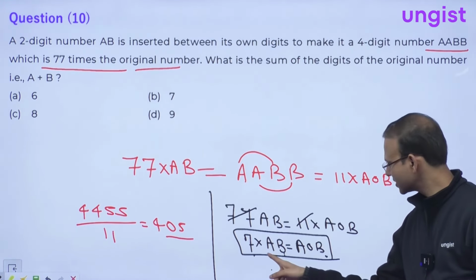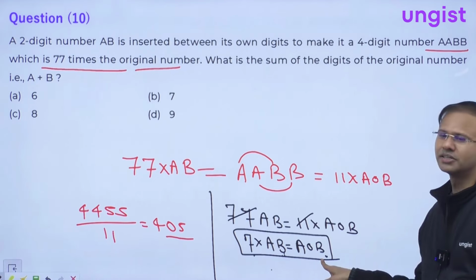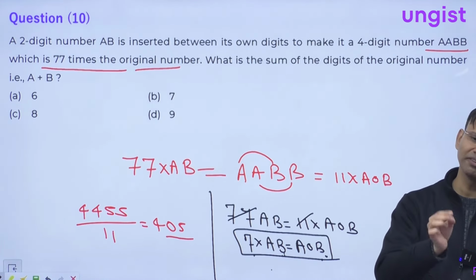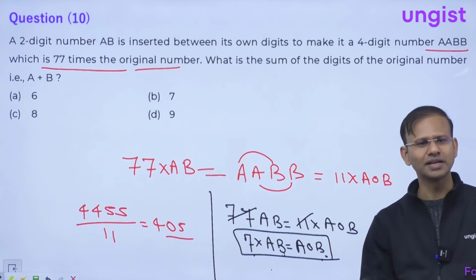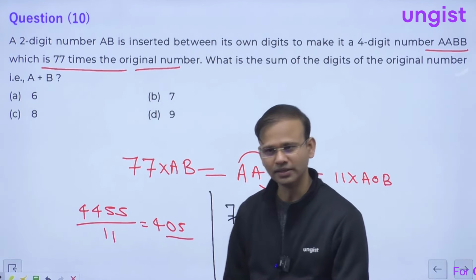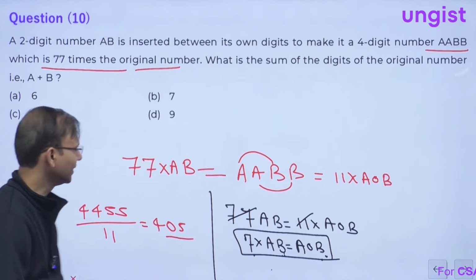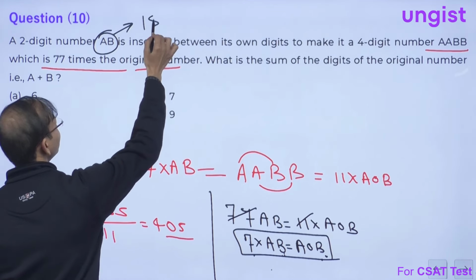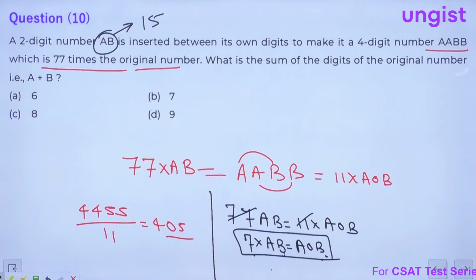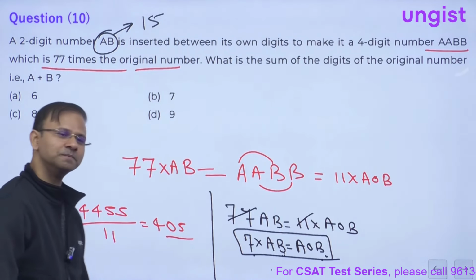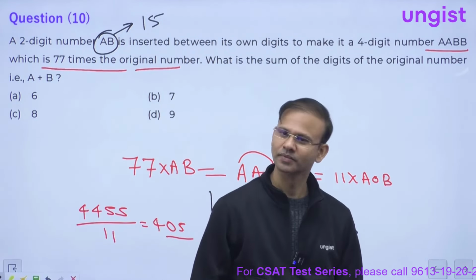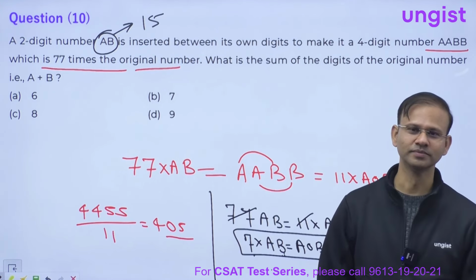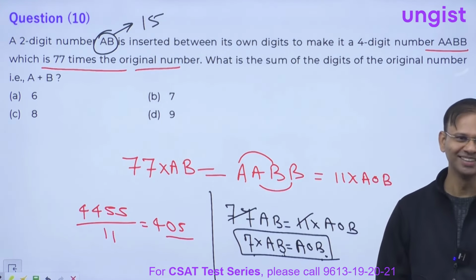Right? So just try to understand, 7 into something is giving the same unit digit, it means B has to be 5. If B is 5, then let's take A as 1, 2, 3 and so on. Clear? That's it. So here, AB is 15. Clear? So what is the answer? 6. The answer is 6. It's a good question. A simple one, right?